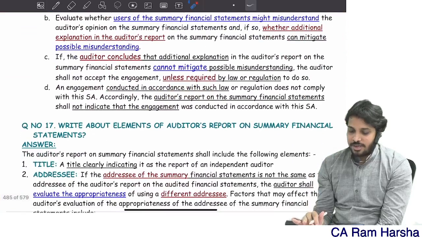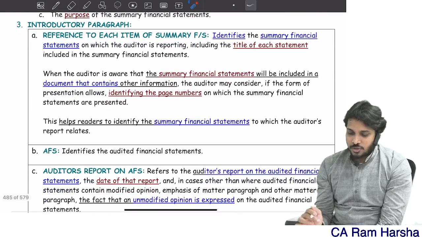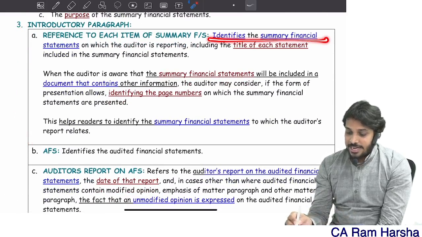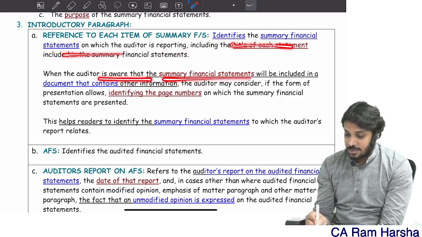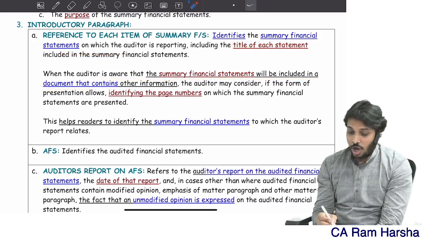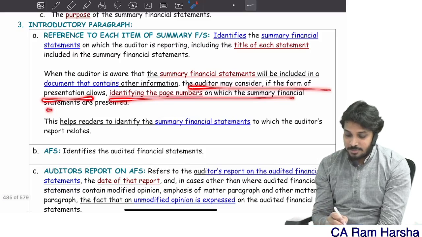This is not required. Anyhow, we have seen in the standard that elements are also not required. Introductory paragraph: identify the summary financials on which the auditor is reporting, including the title. When the auditor is aware that the summary will be included in a document that contains other information, the auditor may consider identifying the page numbers of the summary financials.